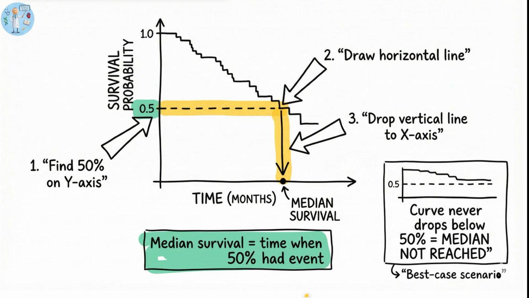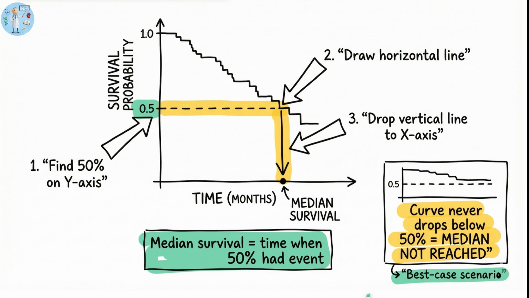Massive. And here's where the language can get really optimistic. If a treatment is super successful, the curve might not even drop below 50% by the end of the study. But you can't draw the line. You can't. In that case, the researchers will report the median survival as undefined or not reached. And that is the absolute best case scenario, isn't it? It's the gold standard. It means after 5 years or however long the study was, more than half the people on that treatment were still doing great.